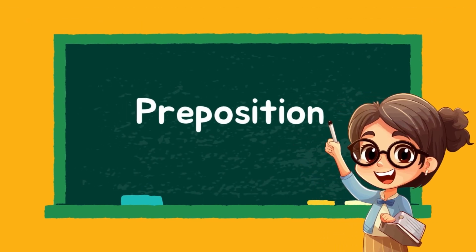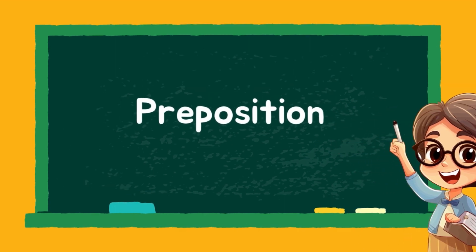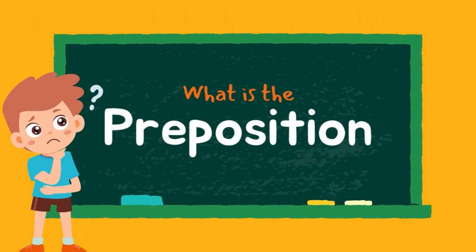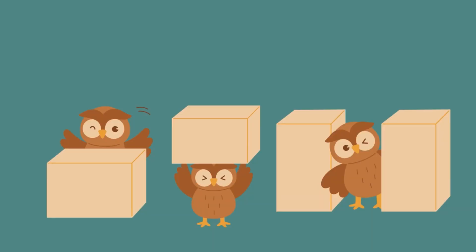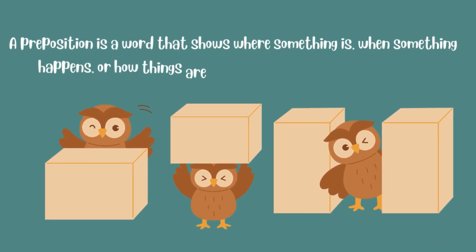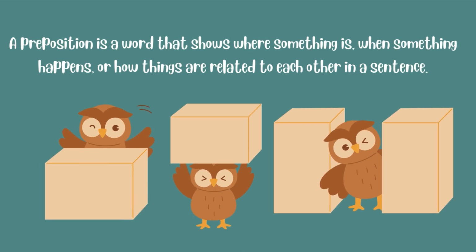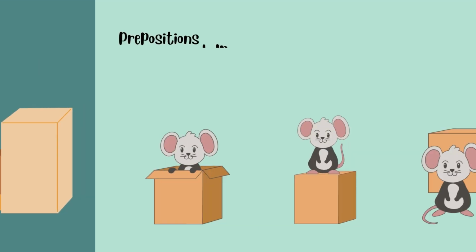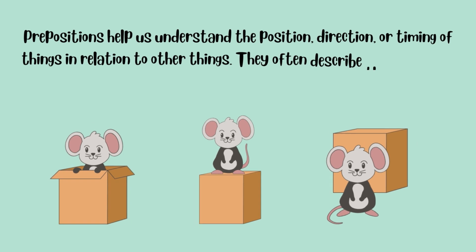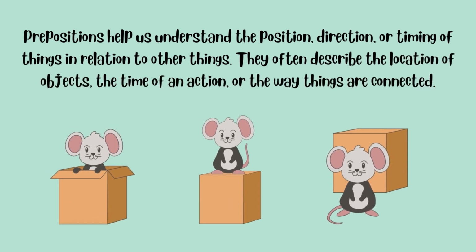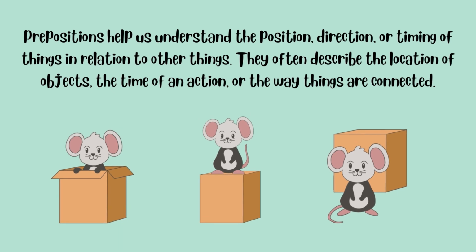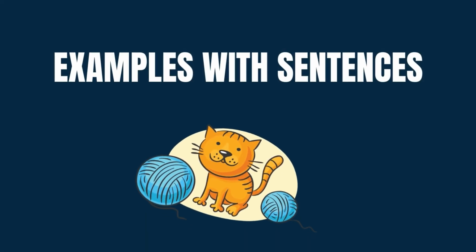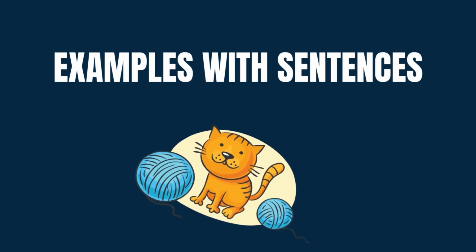Today, we'll learn all about prepositions. If you are wondering what a preposition is, let me explain. A preposition is a word that shows where something is, when something happens, or how things are related to each other in a sentence. Prepositions help us understand the position, direction, or timing of things in relation to other things. They often describe the location of objects, the time of an action, or the way things are connected. Let's learn by some simple examples and how we can use prepositions in sentences.